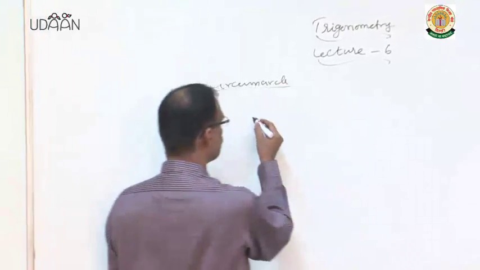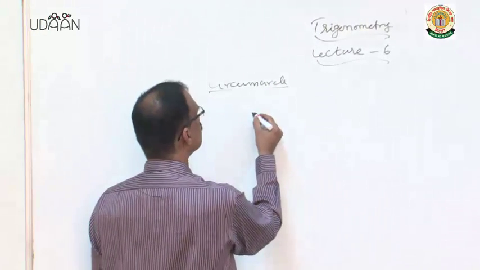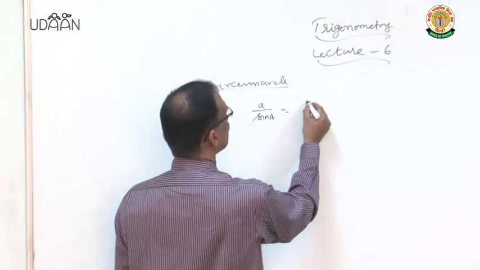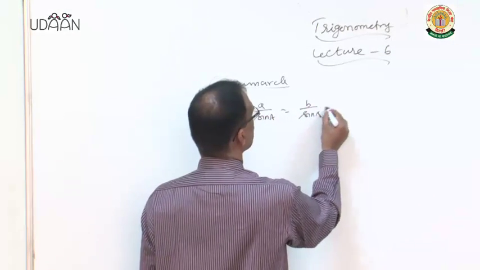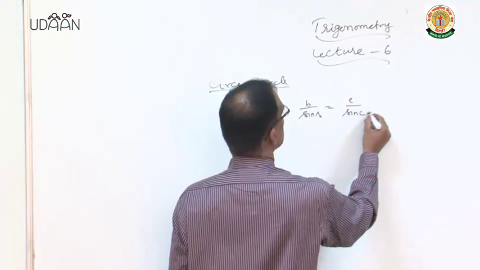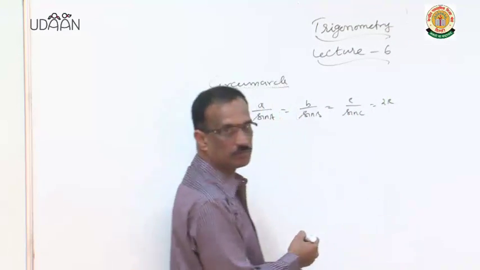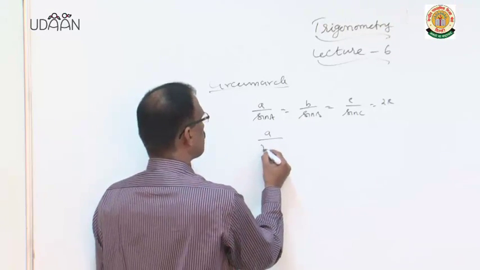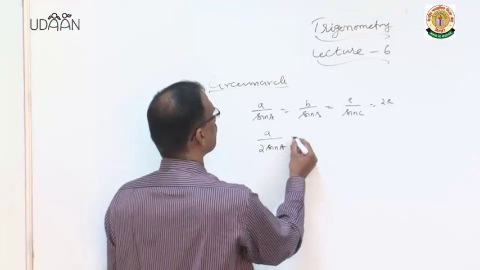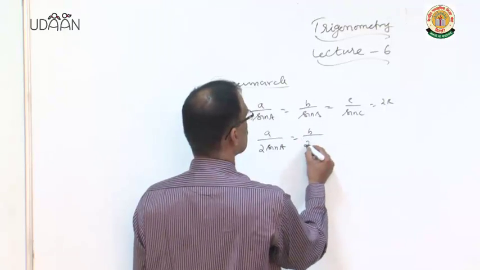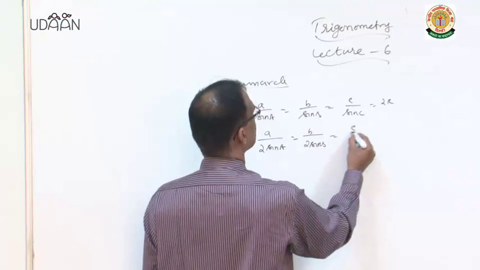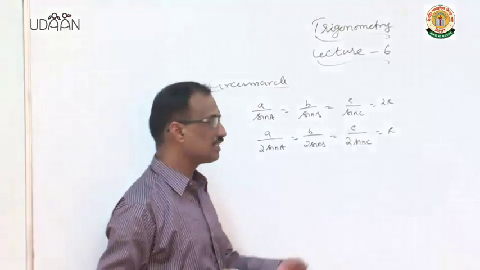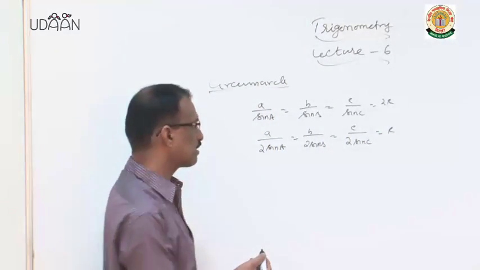So from there you know the sine rule formula, that is a by sine A equals b by sine B equals c by sine C equal to 2R. From there we can write this as a by 2 sine A equals b by 2 sine B equals c by 2 sine C equal to R. That is, R is the circumradius.